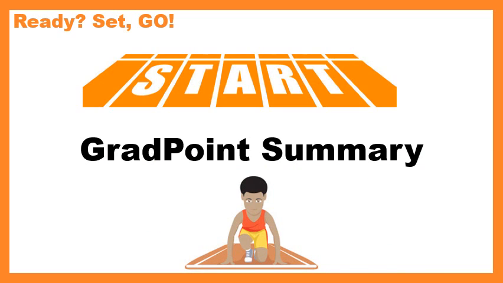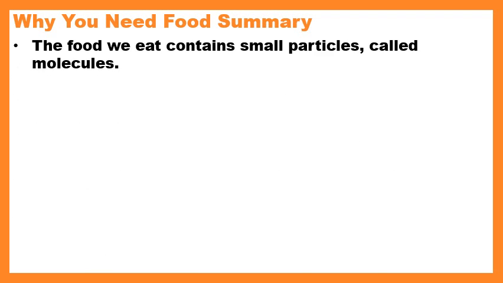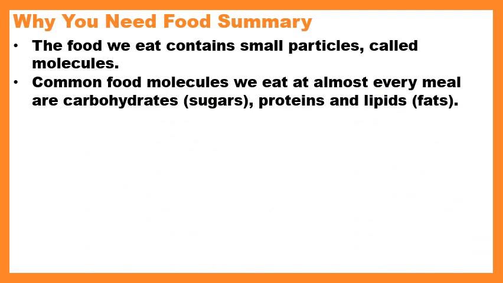Again, this is a summary of the most important information from the 2 chapters that we are reading on GradPoint. We're starting off with Why You Need Food. This is our first chapter today on GradPoint. The food we eat contains small particles called molecules. Common food molecules we eat at almost every meal are carbohydrates, that's a fancy science word for sugars, proteins, and lipids, which is a fancy science word for fat. So we've already learned this, that all of the food we eat contains these 3 molecules: carbohydrates, proteins, and lipids.